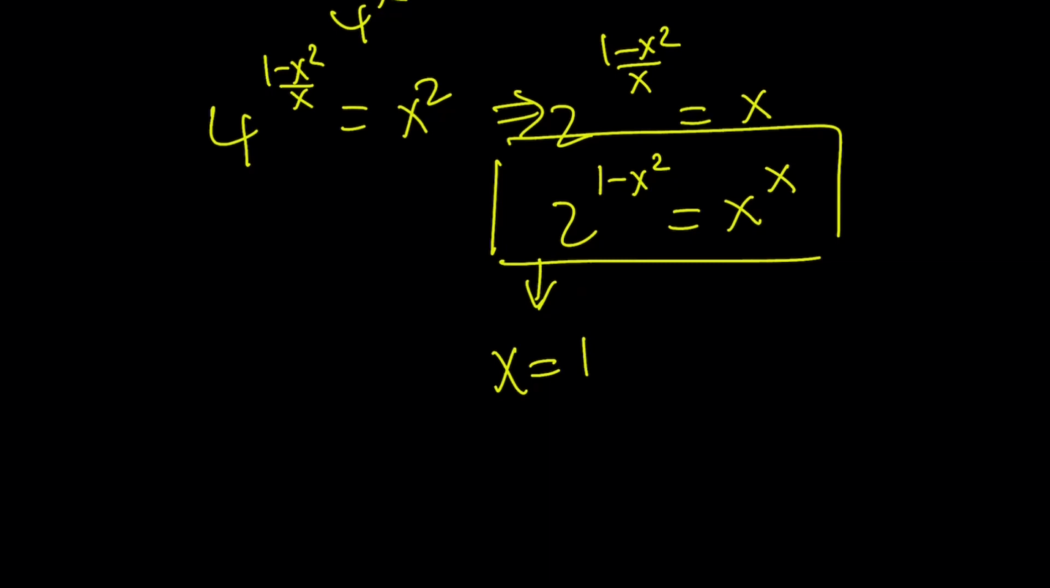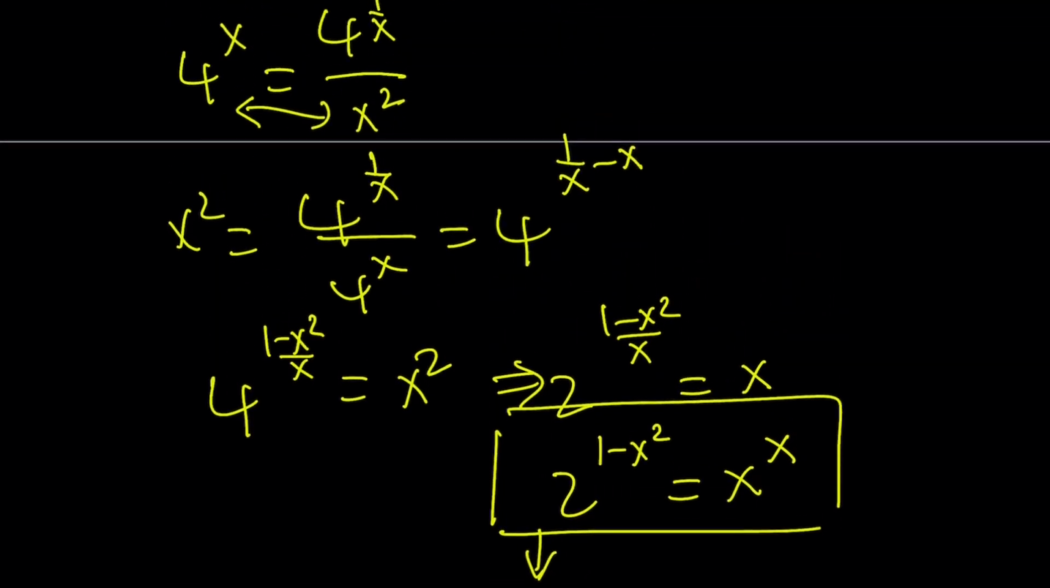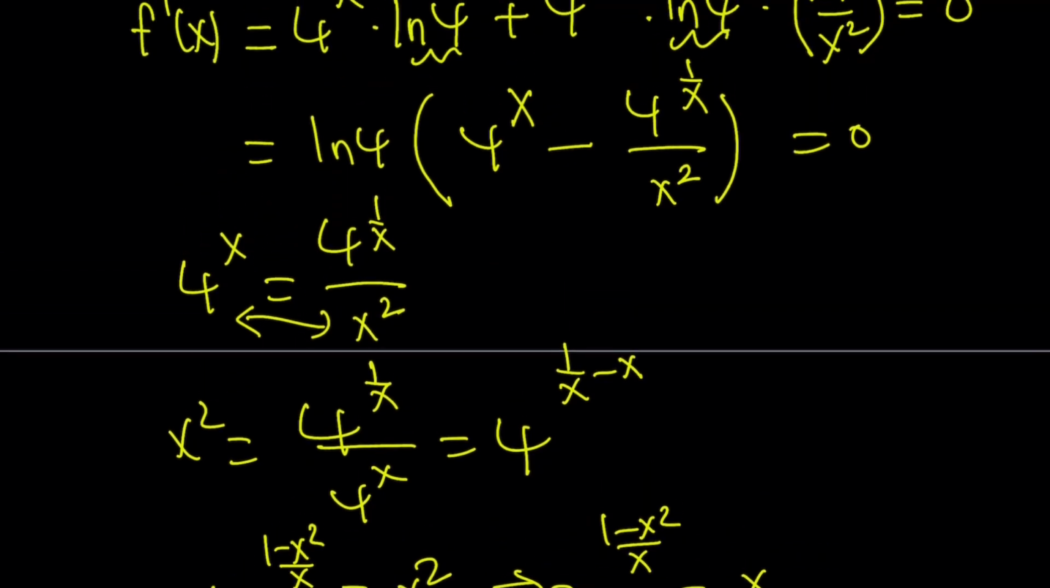This equation has a solution at x equals 1. But that's just a derivative. That's not the original equation. Remember that. It just tells us that we have a critical point at 1. And if you look at the derivative carefully, I examine what's going to happen to the right of 1 and to the left of 1.